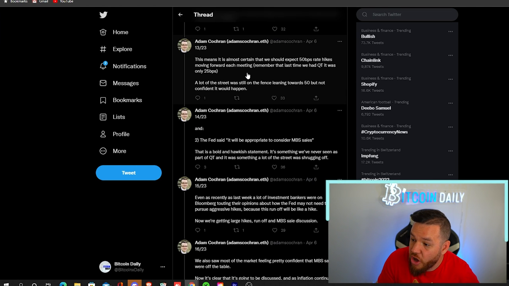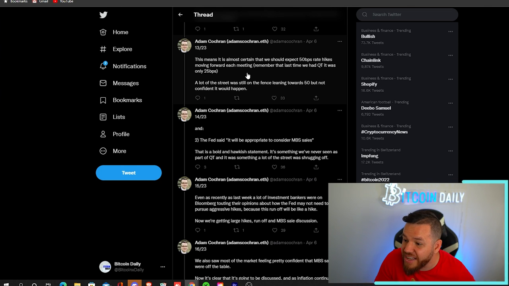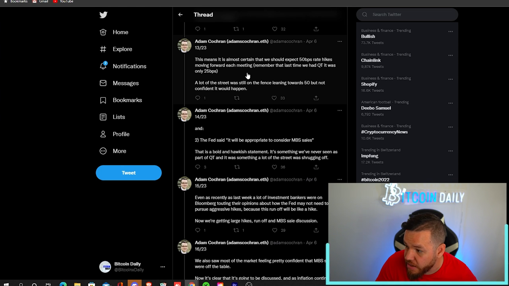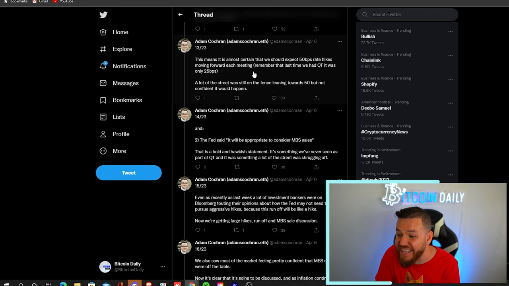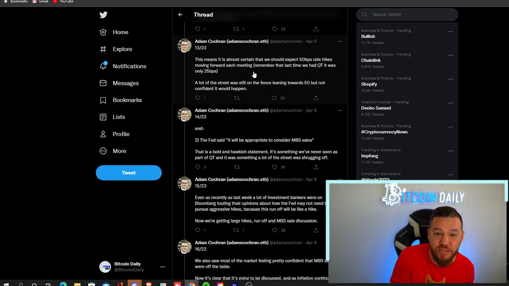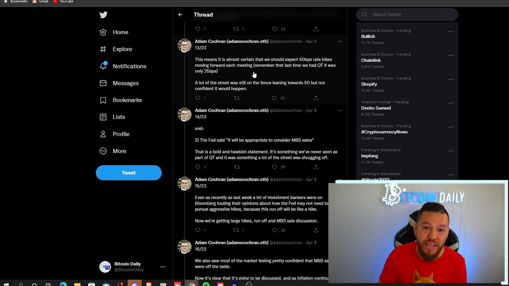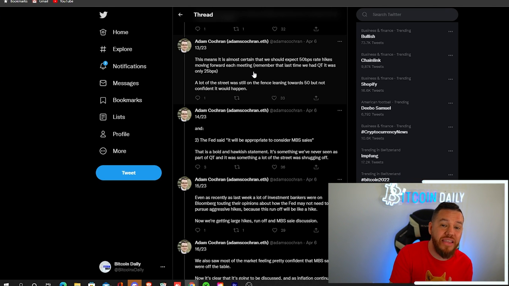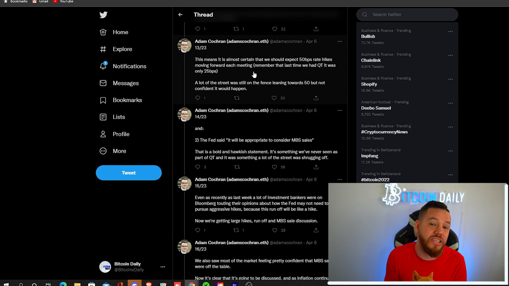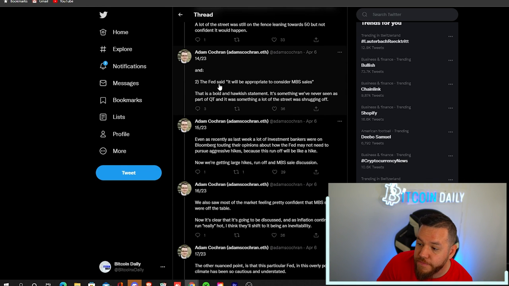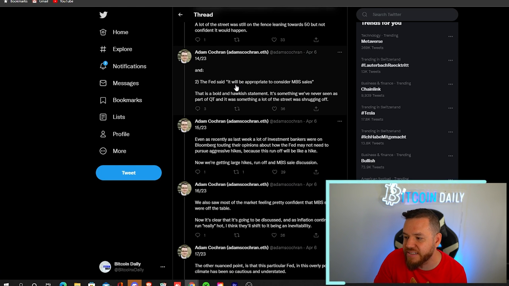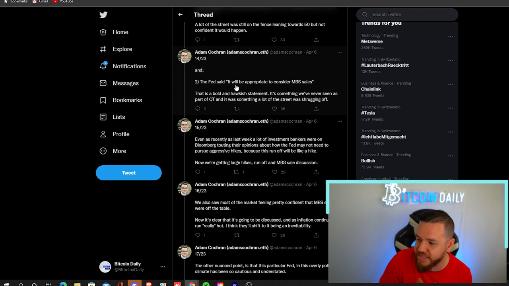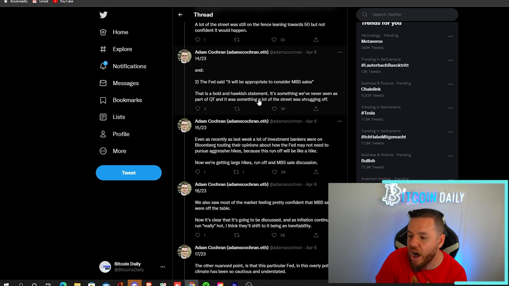This means that it is almost certain that we should expect 50 basis point rate hikes moving forward each meeting. Last time in 2018, when we had the quantitative tightening, it was only 25 basis points. So we're literally doubling that number, as well as doubling the amount of money that they're going to be dumping off in the markets. And then the Fed also said that it will be appropriate to consider MBS sales, mortgage-backed security sales. That is a bold and hawkish statement.